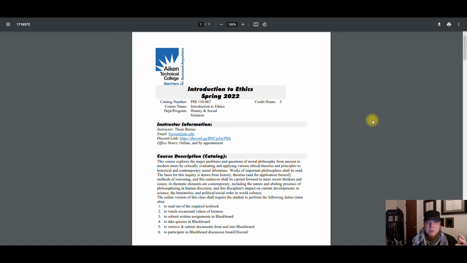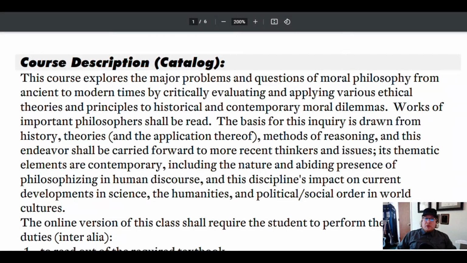So let's get into that, and let's start by taking a look at the course description. This course explores the major problems and questions of moral philosophy from ancient to modern times by critically evaluating and applying various ethical theories and principles to historical and contemporary moral dilemmas. Works of important philosophers shall be read. The basis for this inquiry is drawn from history, theories, and the application thereof, methods of reasoning, and this endeavor shall be carried forward to more recent thinkers and issues. Its thematic elements are contemporary, including the nature and abiding presence of philosophizing in human discourse, and this discipline's impact on current developments in science, the humanities, and political social order in world cultures.